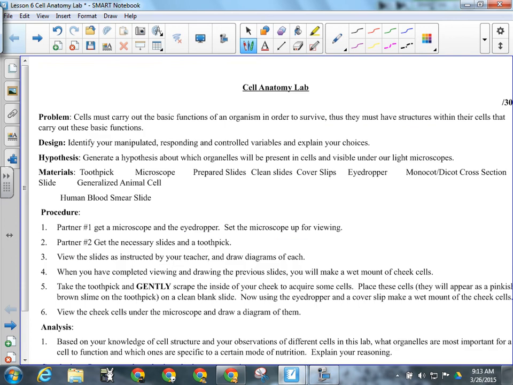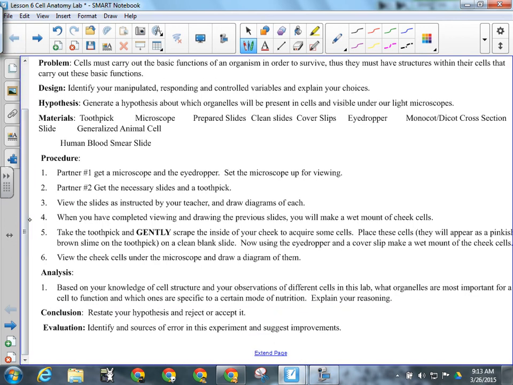Since we're going to take the Chromebooks across the hall with us, there's only one analysis question here, guys, but I'm going to want a pretty thorough explanation of it. We're saying like 3 sentences for sure, probably more than that to explain all of this stuff. It says, based on your knowledge of cell structure and your observations of different cells, not including the red blood cell, in this lab, what organelles are most important for a cell to function, and which ones are specific to a certain mode of nutrition?